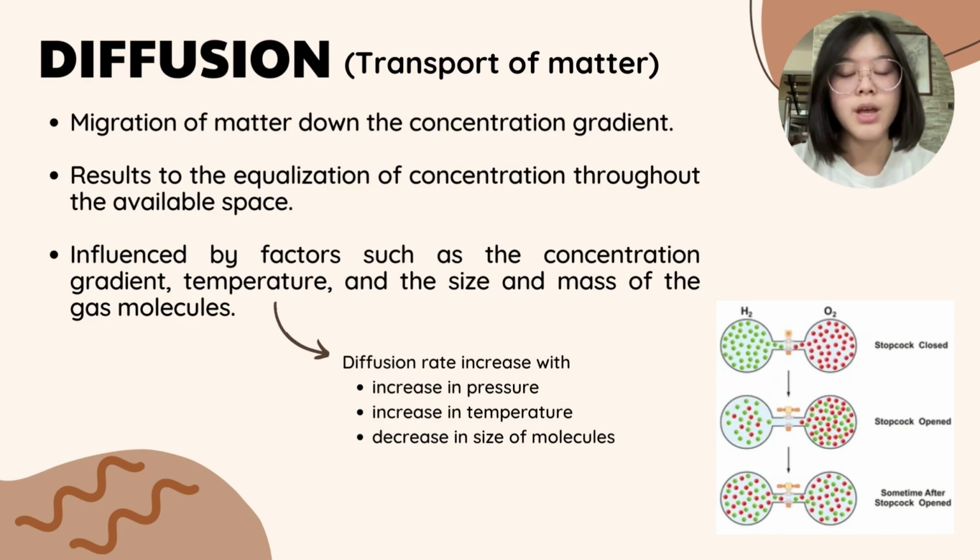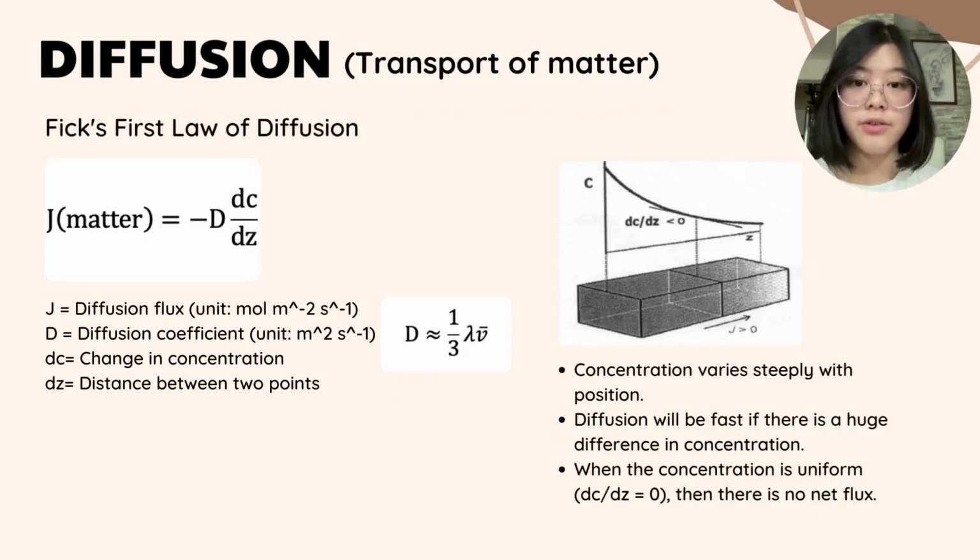There are a few factors that can influence diffusion, for example, the concentration gradient, temperature, and the size as well as the mass of the gas molecules. Therefore, the diffusion rate can be increased with increasing pressure, increasing temperature, as well as decreasing size of molecules. Fick's first law relates the diffusive flux to the gradient of concentration.